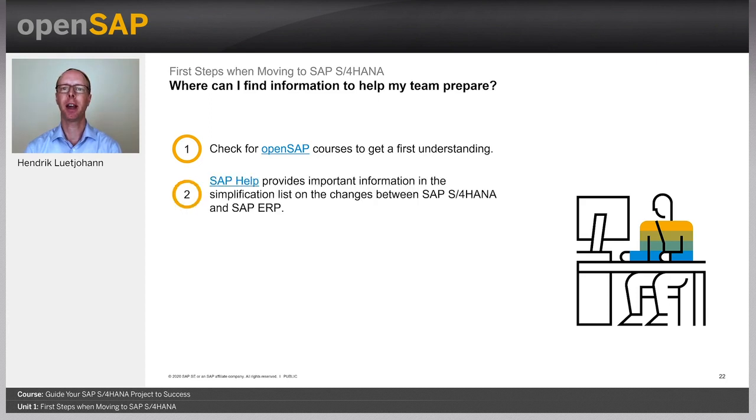SAP Help is another place to check out. The simplification list, features and functions documentation, get help to get a first impression about the changes. This is especially important for any consultant getting involved in their first SAP S4HANA project. So SAP Help provides important information on the changes between SAP S4HANA and SAP ERP, for example, with the simplification list.